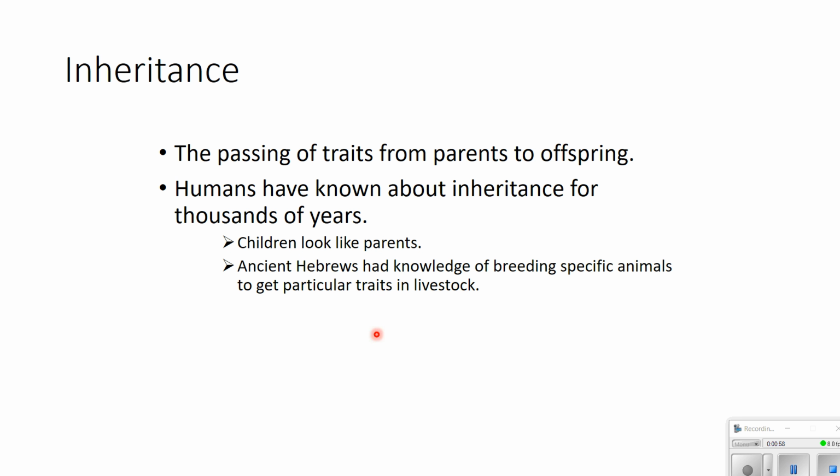So we're talking about inheritance, and not the kind of inheritance where someone dies and they pass down their money and their wealth to the next generation, but inheritance as in the passing down of traits, characteristics from parents to offspring. And as long as there has been a human race on the earth, humans have recognized that this occurs, that somehow children look like their parents.